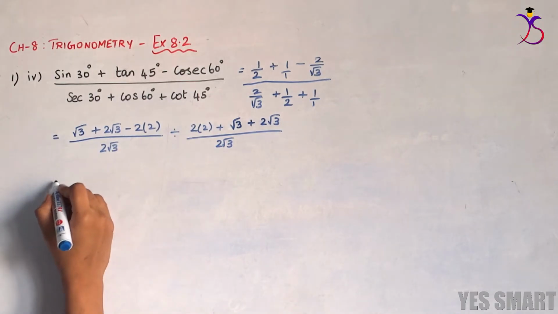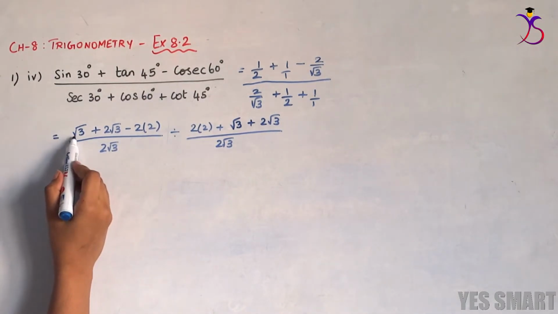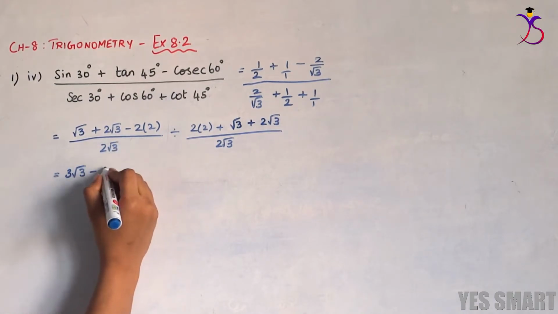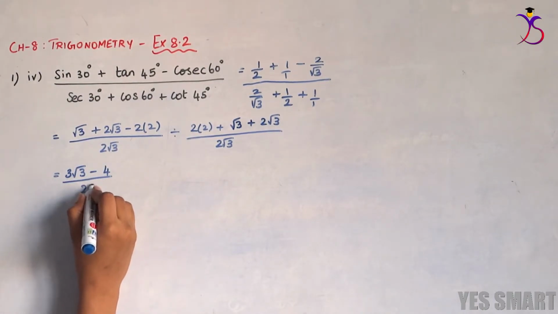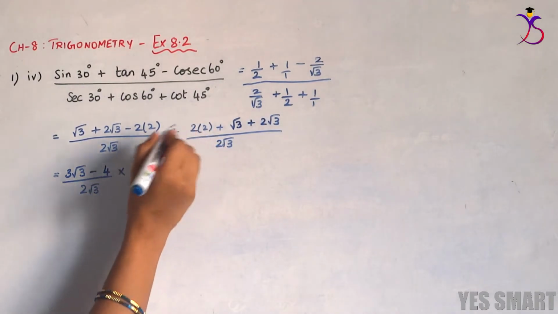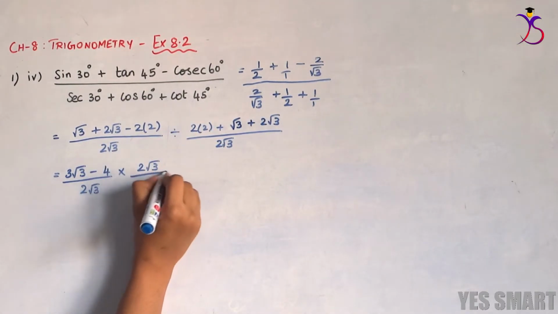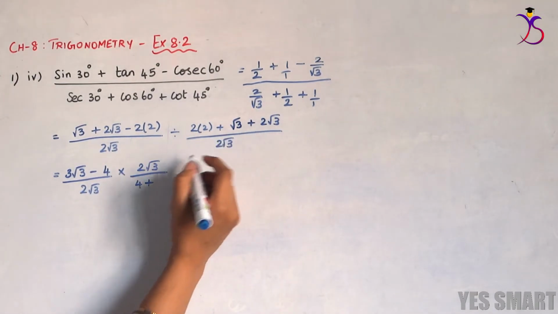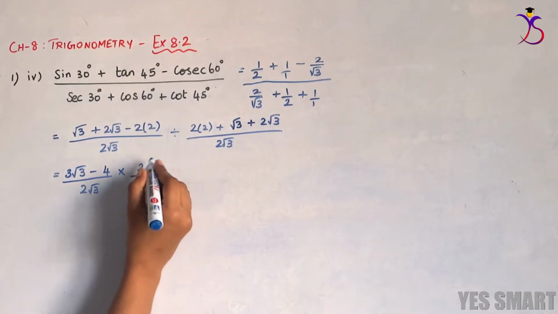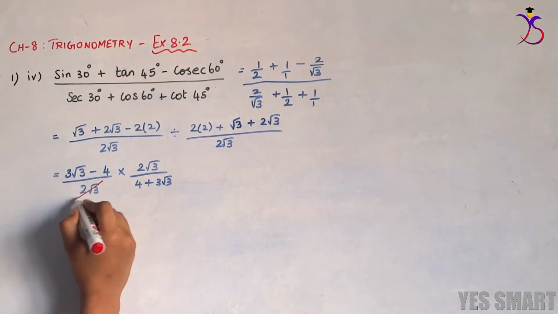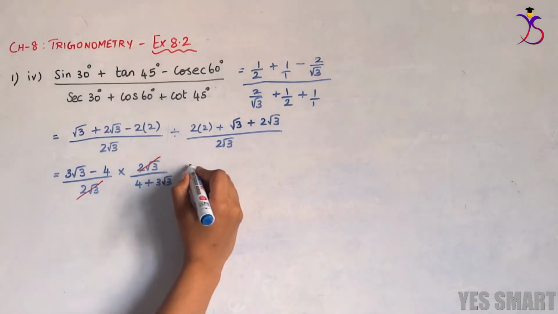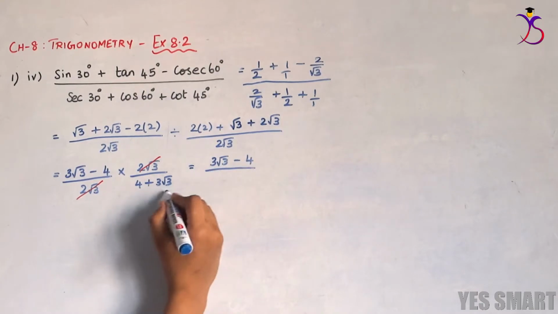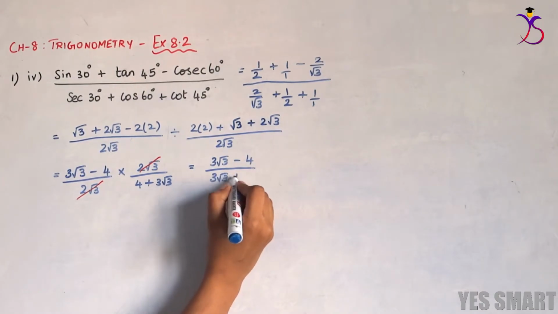Now on solving this, root 3 plus 2 root 3 is 3 root 3, minus 2 2s are 4, divided by 2 root 3. I'm just reciprocating the second term into 2 root 3, 2 2s are 4 plus root 3 plus 2 root 3 is 3 root 3. Now this 2 root 3 gets cancelled and we have 3 root 3 minus 4 divided by, rearranging the terms, 3 root 3 plus 4.